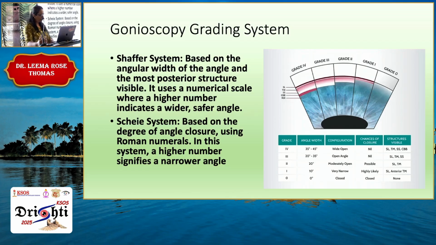And for gonioscopy grading systems, the most commonly used is definitely the Shaffer's. It depends upon the angular width of the angle and the most posterior structure that is visible, where the higher the number, the wider the angle. And the Scheie system is the other way around. It uses Roman numerals, and the higher number signifies a narrower angle.